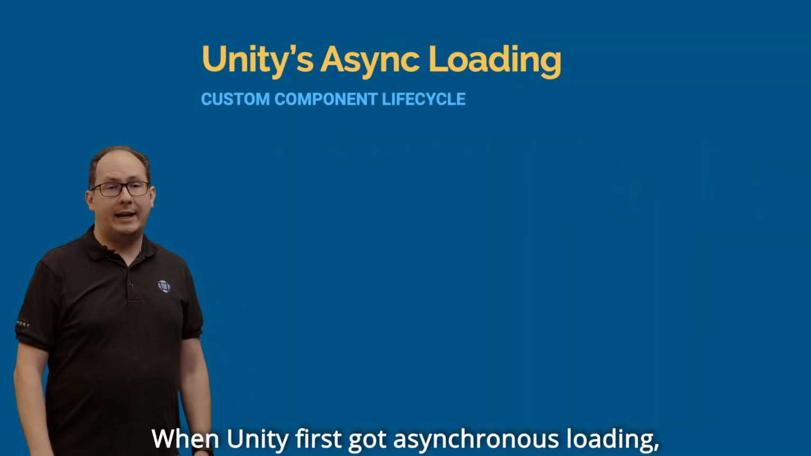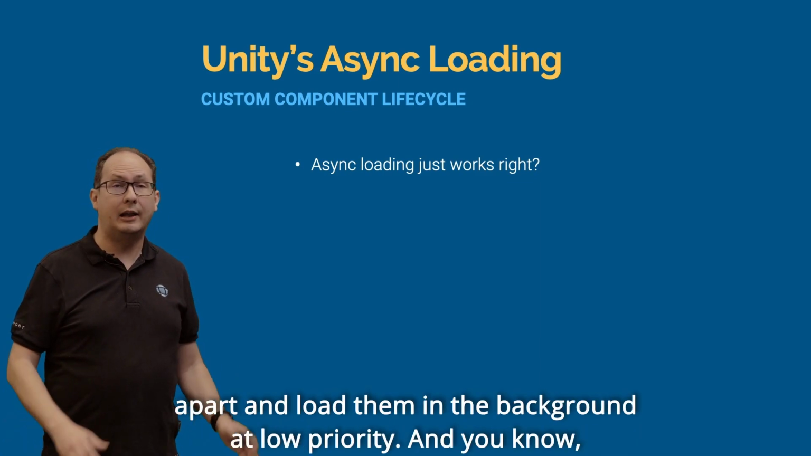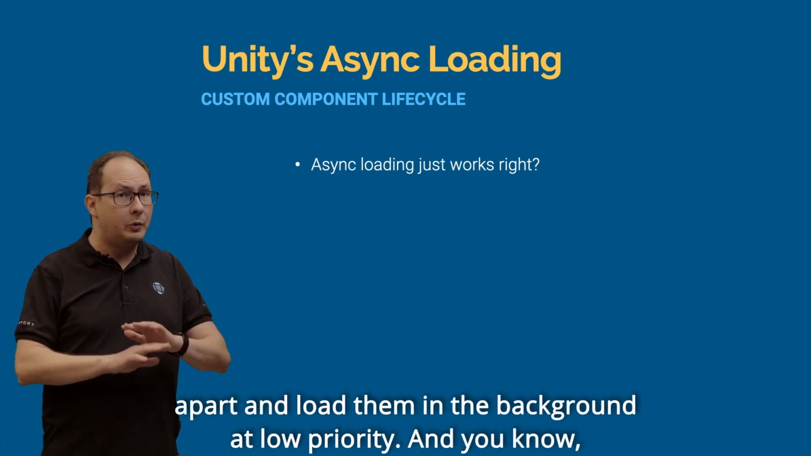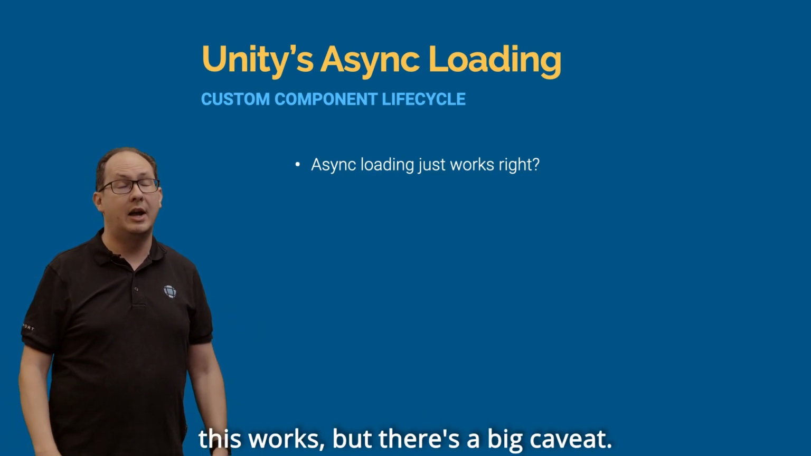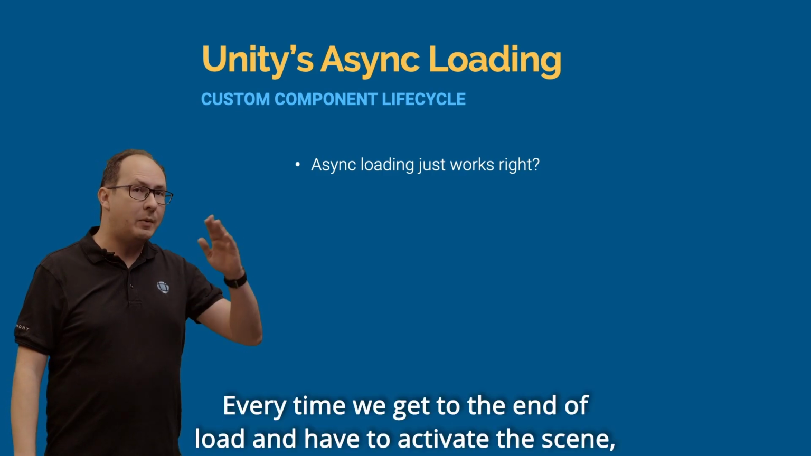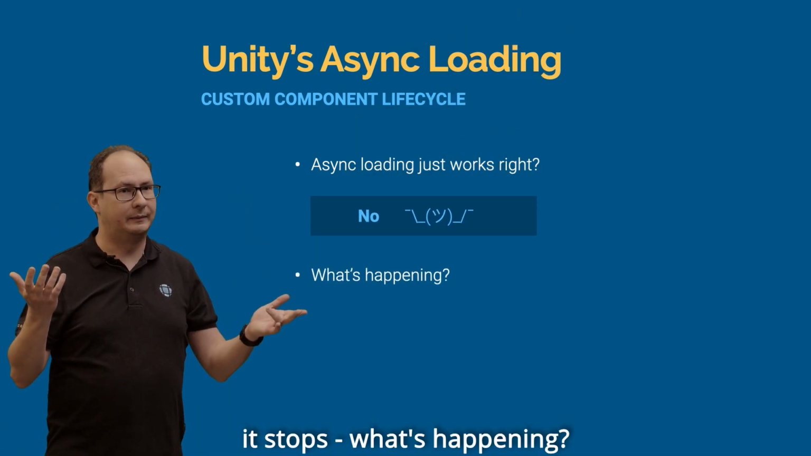When Unity first got asynchronous loading, we thought that we could simply start using multiple scenes to break our games apart and load them in the background at low priority, and Unity would handle everything and it would be sweet. And for the most part, this works. But there's a big caveat. Every time we get to the end of a load and have to activate the scene, it stops. What's happening?